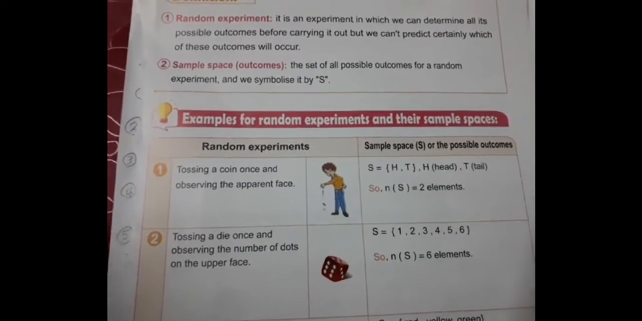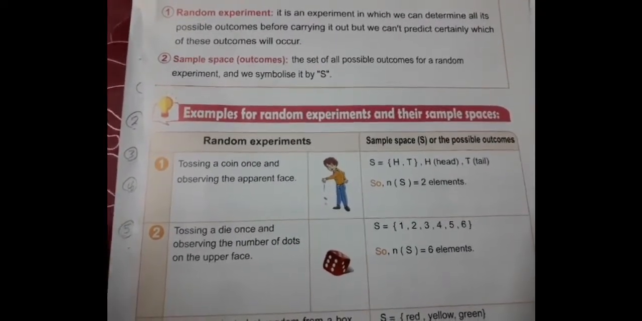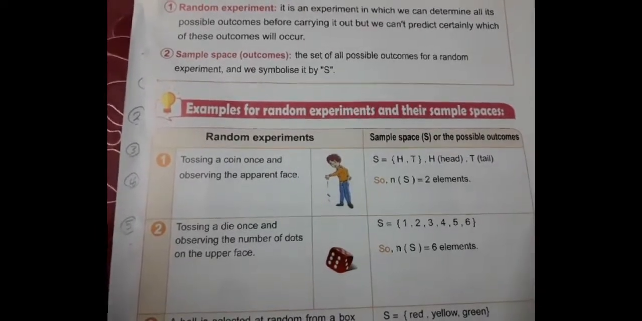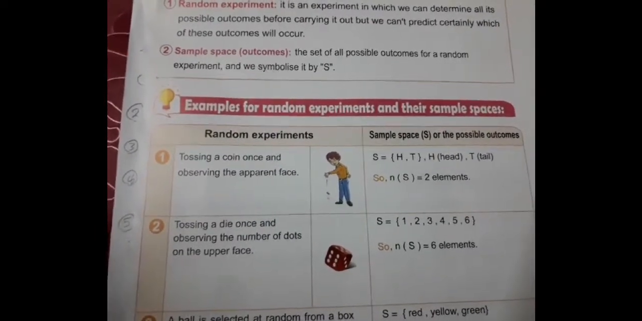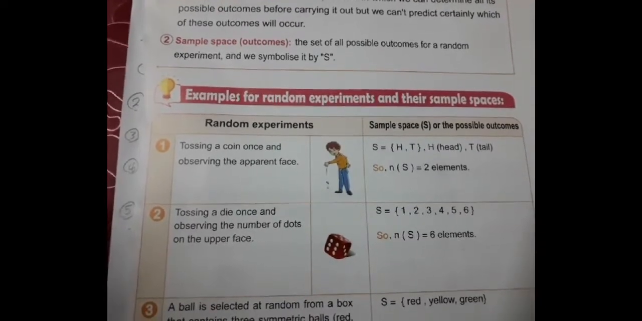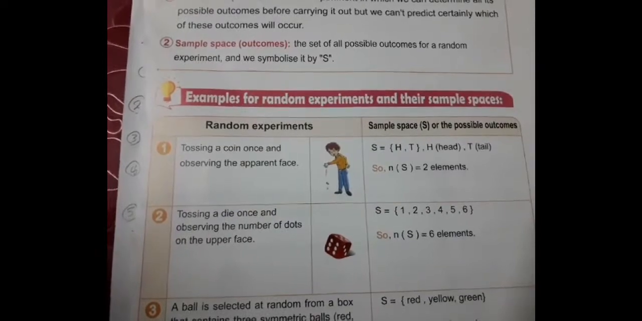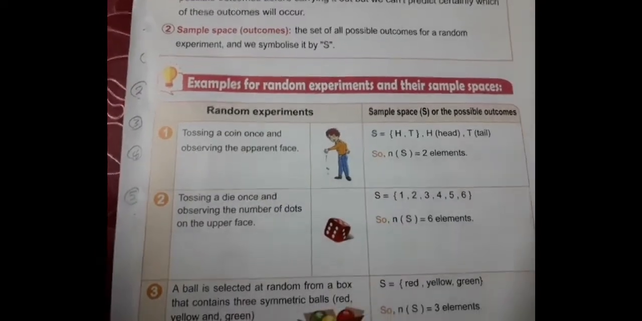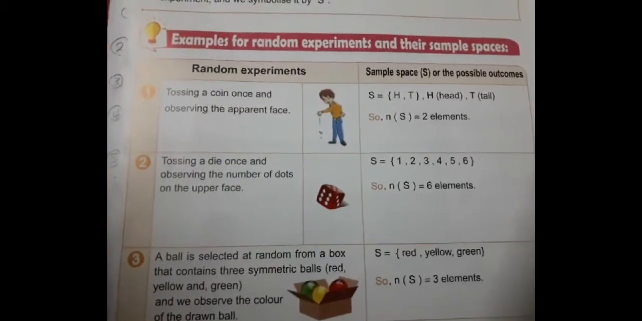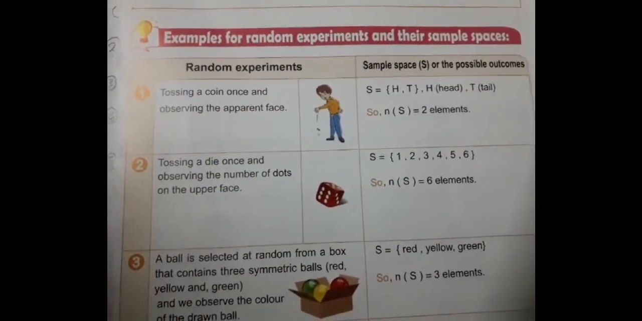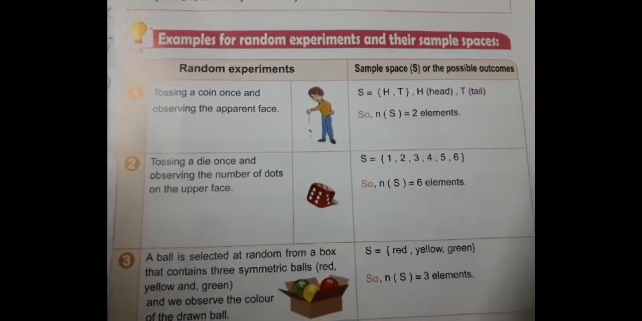The second definition: the sample space. The sample space is the set of all possible outcomes for a random experiment, and we symbolize it by S. We will take some examples. First example, when we toss a coin once and observe the apparent face.